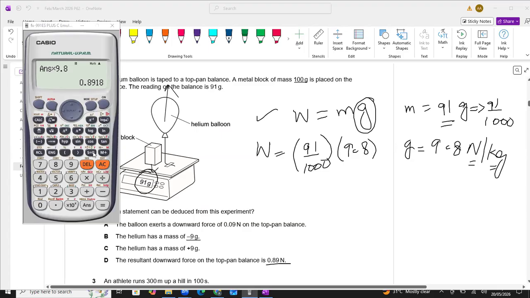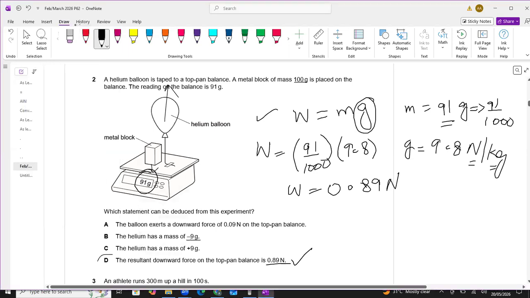So what are we getting, students? We are getting the resultant weight or resultant force on this top pan balance, that is 0.89 Newton. So it means, students, D is the correct answer. All right. Did you understand this question, students? D is the correct answer. Is it clear to you, everyone?